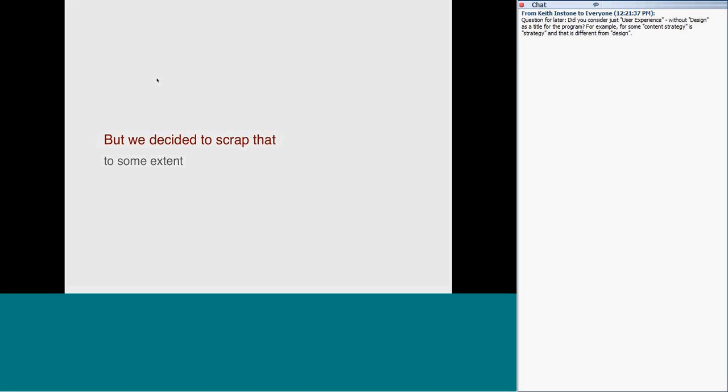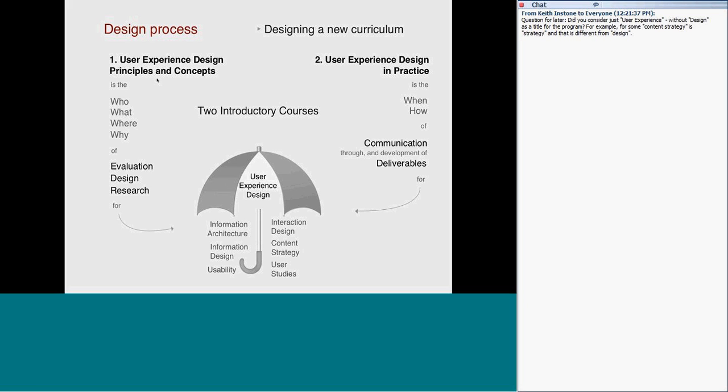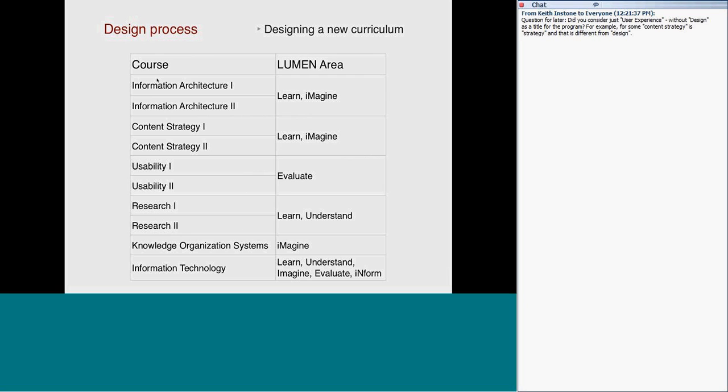So I had to scrap that model where we have courses and electives. We said, okay, we've got to have 2 courses where we enter students into the entire profession, both in terms of the conceptual nature of it and into its practice, what you do in the profession. And we decided to relate every course in the remaining 10 courses, which we'll offer on a rotational basis that I'll show you later. We had to relate every one of those to some area of this Lumen model.